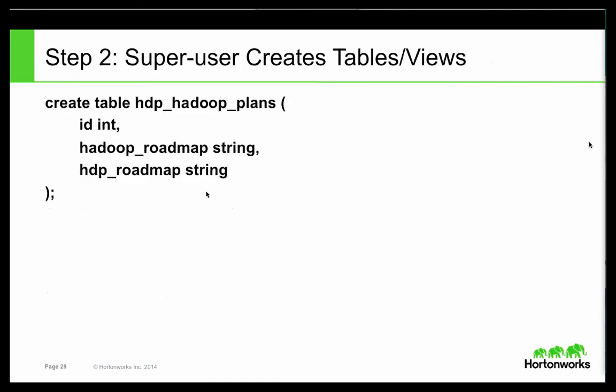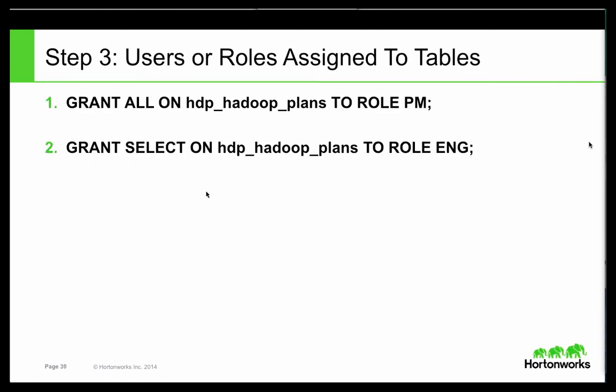So that's step 1. Step 2 is the admin creates the tables or views where we'll store our super secret roadmap. And then we'll do a grant all, which implies read and write and all other operations on that table, to role PM, and we'll grant select on that table to role engineering. And this is the way we'll simply achieve the use case.